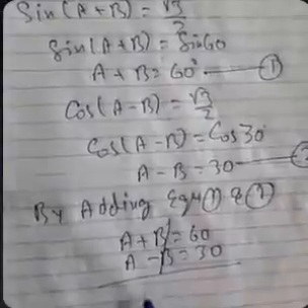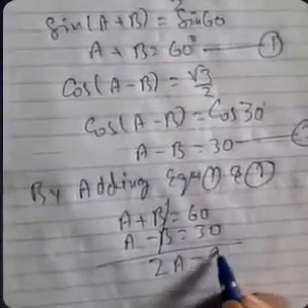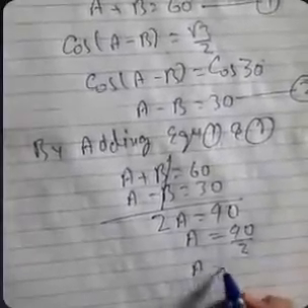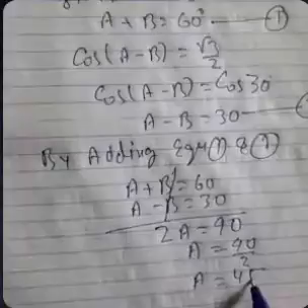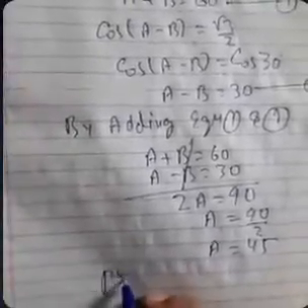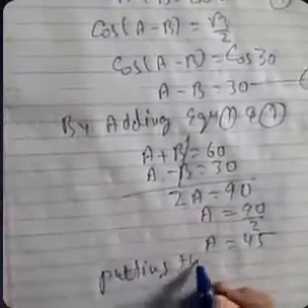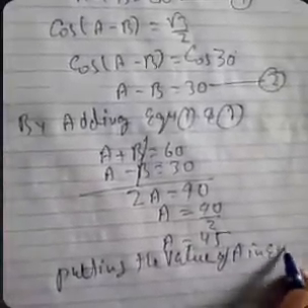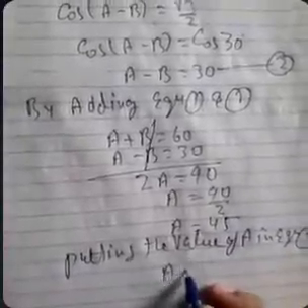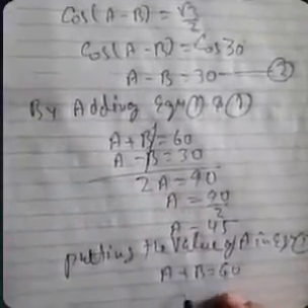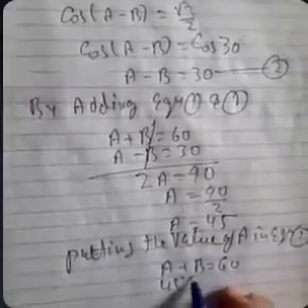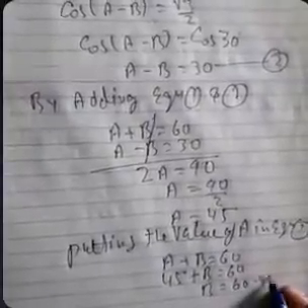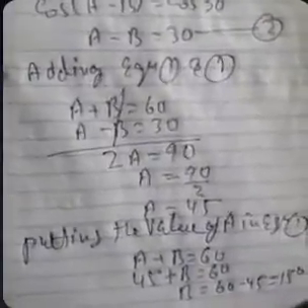Now add here, b cancels. Now here is 2a is equal to 90 degree. A is 90 upon 2, a is 45 degree. Putting the value of a in equation 1, a plus b is equal to 60. Put here the value, 45 plus b is equal to 60. Now b is equal to 60 minus 45 is equal to 15 degree, answer.